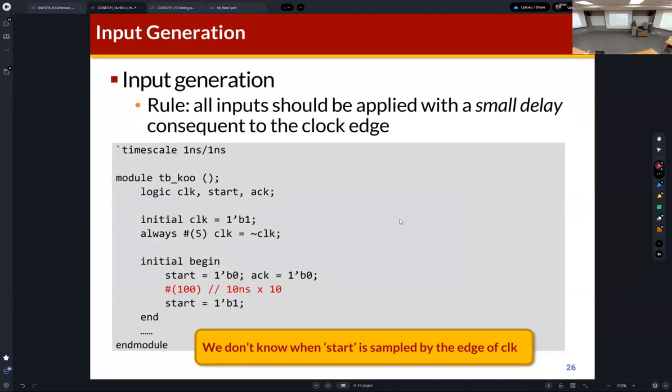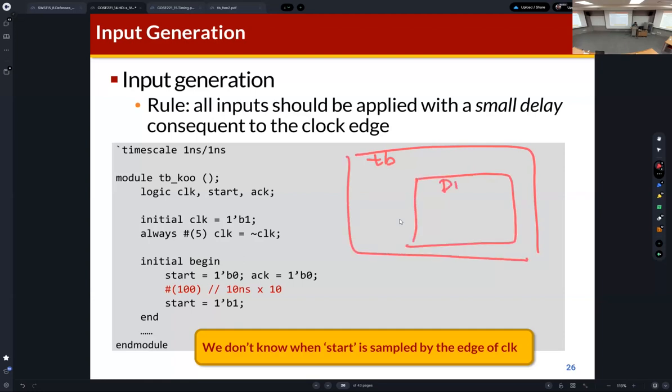And then let's think about the input generation. So this is the test bench. Usually the test bench includes our design, like the DUT, design under test. The clock signal will be given to our design unit, and other inputs will also be provided to our design, right? I mentioned that usually in design we use sequential logic, because most of this system is sequential logic.